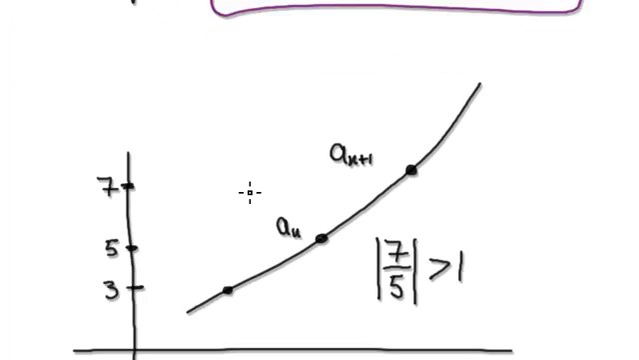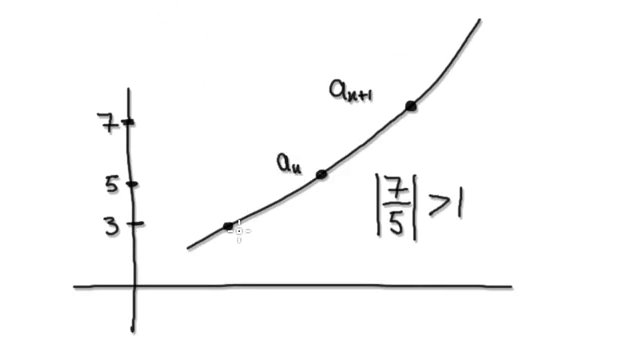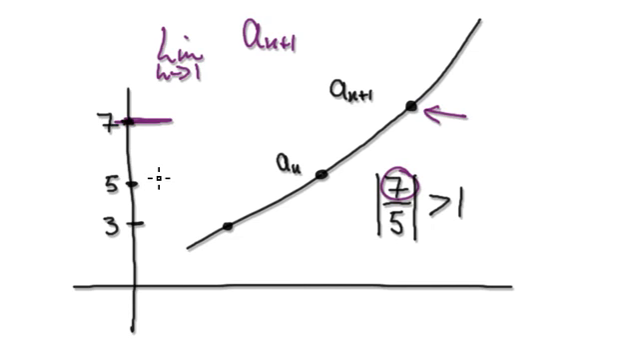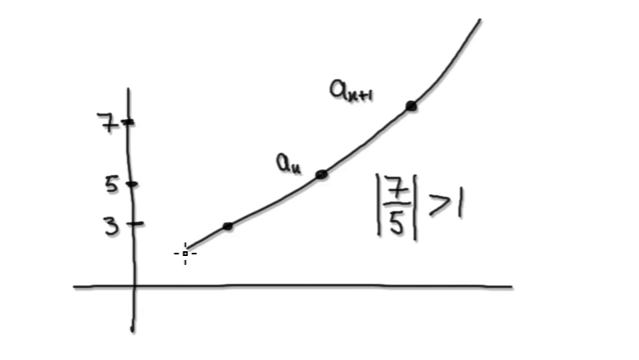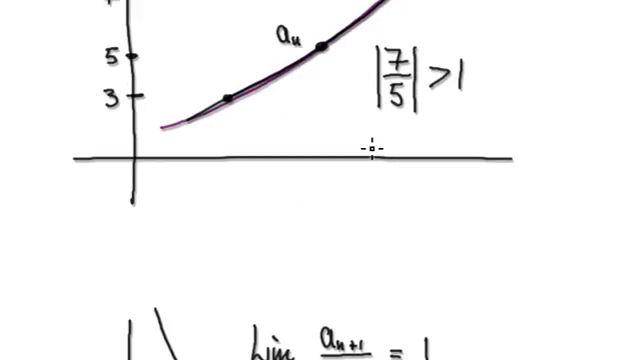Let's have a look at another example. Suppose you have a series looking something like this, and then it goes up. It's saying get your next term, which in our case is 7, divided by the current one, which in our example is 5. So you can see that this thing here is bigger than 1. Looking at the graph, you should have a gut instinct that it is going to diverge.